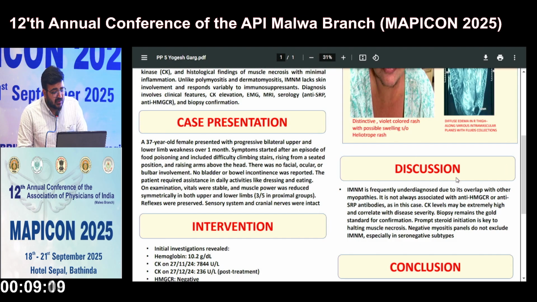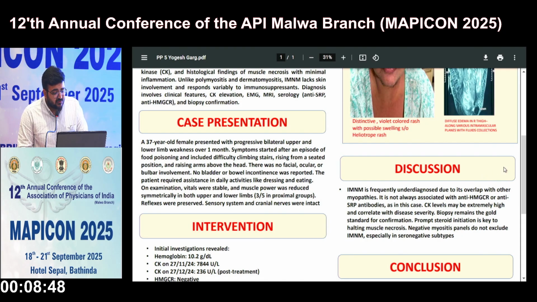Symptoms started after an episode of food poisoning and included difficulty climbing stairs, rising from a seated position, and raising arms above the head. There was no facial, ocular, or bulbar involvement present. No bladder or bowel incontinence was reported. The patient required assistance in daily activities like dressing and eating.